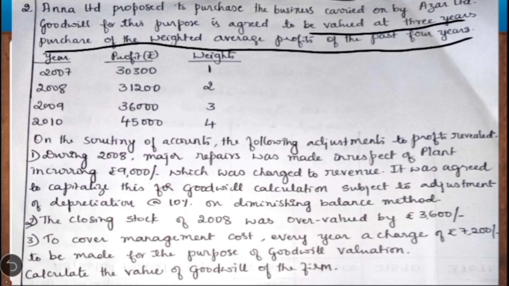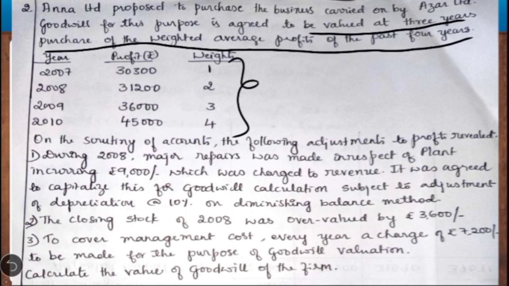Now, what is the meaning of weighted average profit? As usual, we have to calculate the adjusted annual profit, but later we have to multiply the appropriate weights given in the question. So here, they have given the appropriate weights as 1, 2, 3 and 4. Usually, the weights can be assigned either in the ascending order or in the descending order depending upon the profits given for those years.